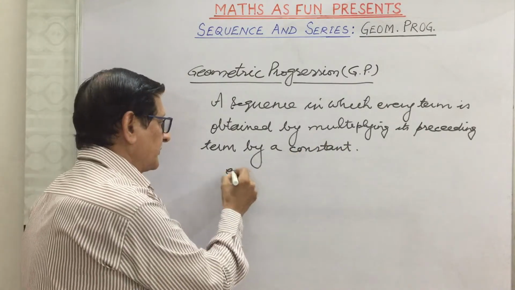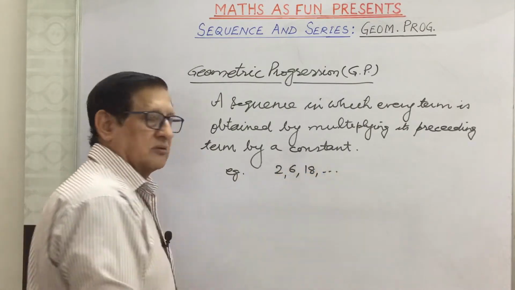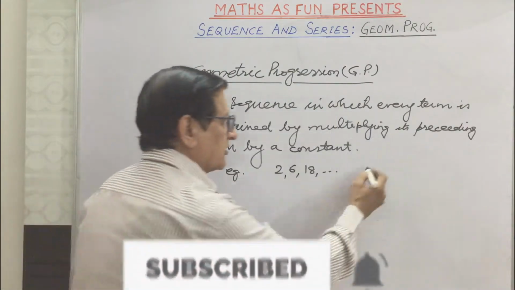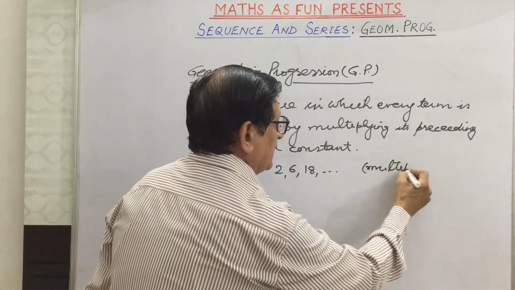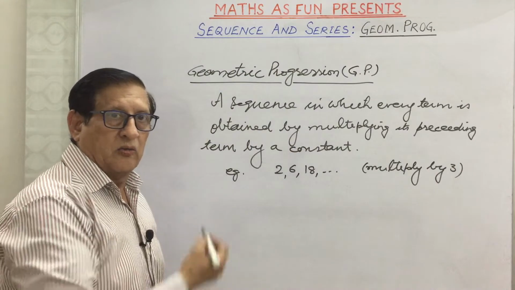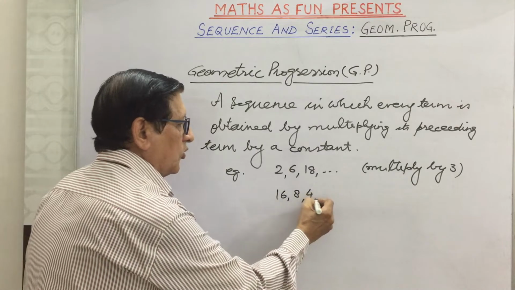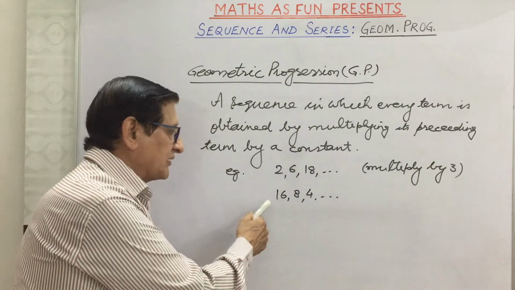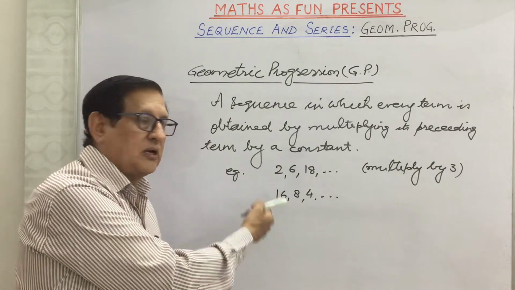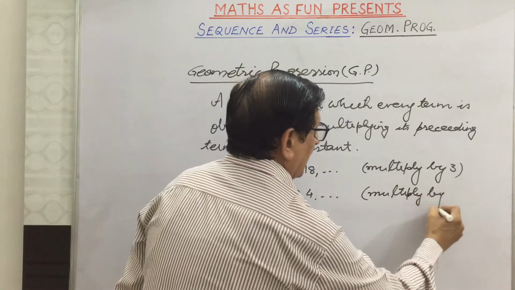We can say, for example, suppose it is 2, 6, 18 and so on. We find that every term is being multiplied by 3. So we can write here that every term is being multiplied by 3. We can take one more example. Suppose it is 16, 8, 4 and so on. We find that every term is being multiplied by 1 by 2 to get the next term. And that's why we say here multiply by half.